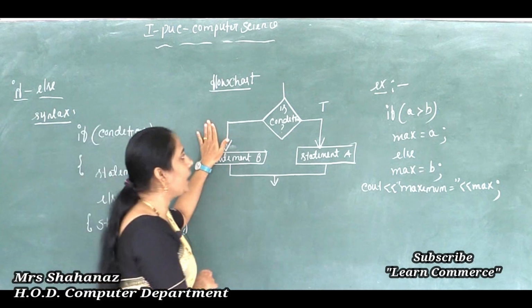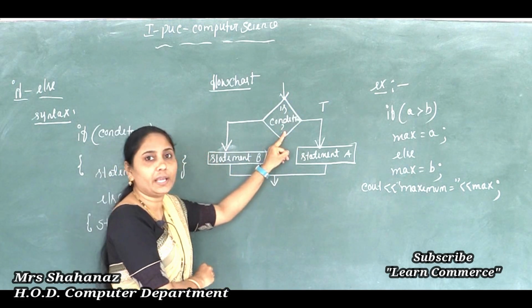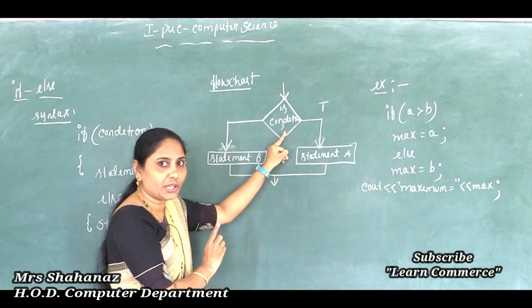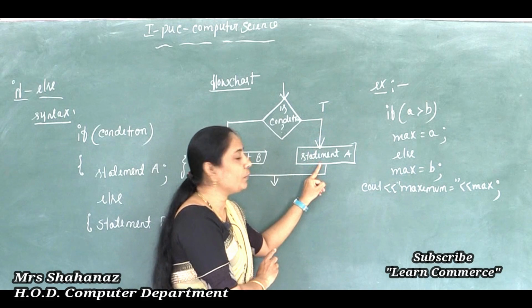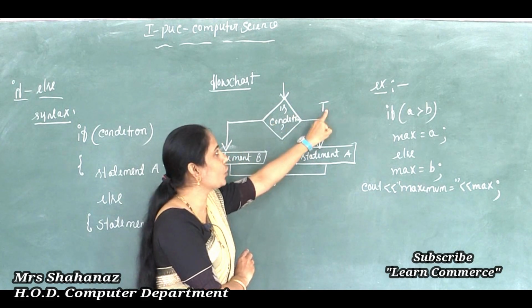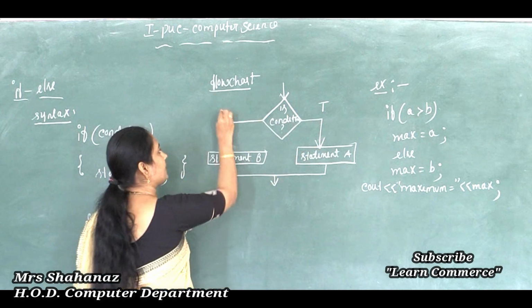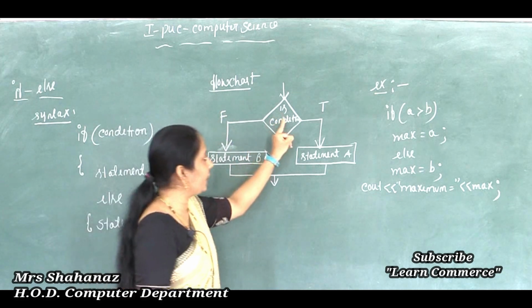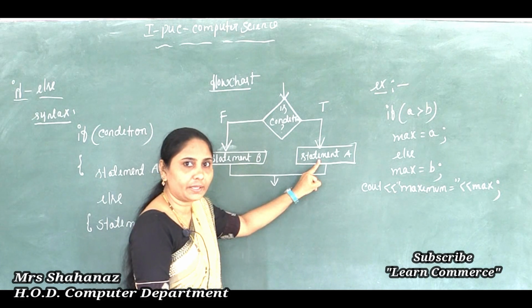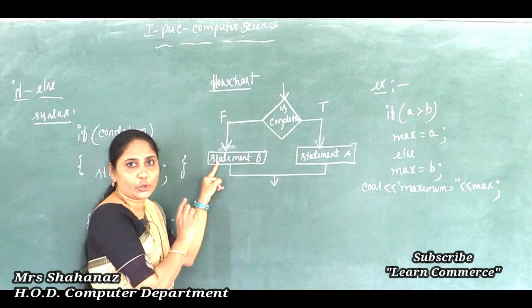Now let's look at the flow chart. First of all, in the flow chart, it is going to check the condition. If the condition is true, then statement A is executed. Clear this point? Here T means true, and F means false. So if the condition is true, then it executes the statement here. If the condition is false, that means it is going to execute the other one.